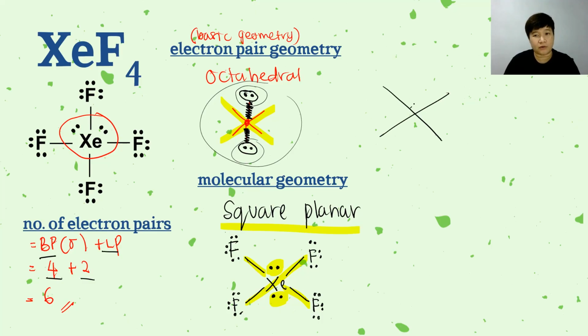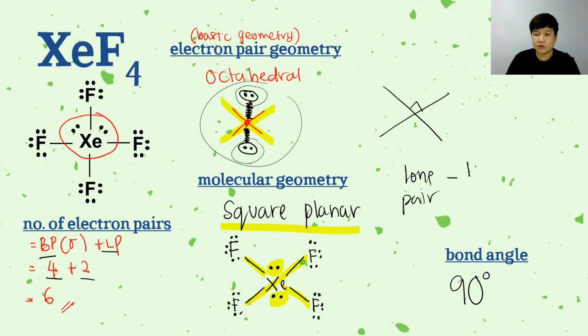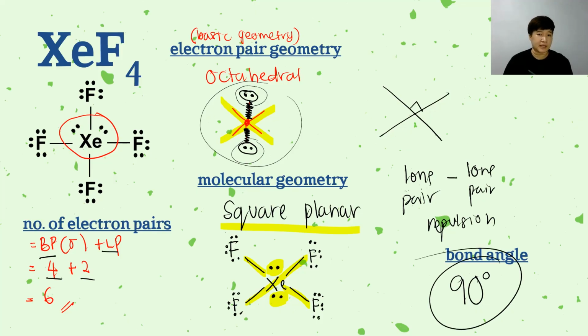So what would be the bond angle? The bond angle will remain 90 degrees. Why? Even though there is lone pair repulsion, the lone pair repulsions cancel each other off. Because the lone pair is at the top and the lone pair is at the bottom. When the lone pair at the top pushes downward, the lone pair at the bottom pushes upward. Therefore, they will be equal. The lone pair repulsion will cancel off each other. That's why the bond angle remains 90 degrees. Therefore, the position of the lone pair is very, very important.